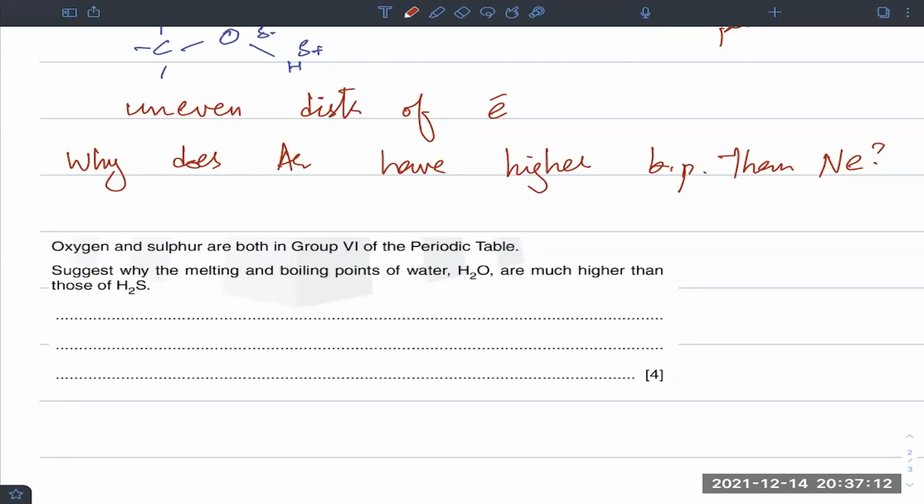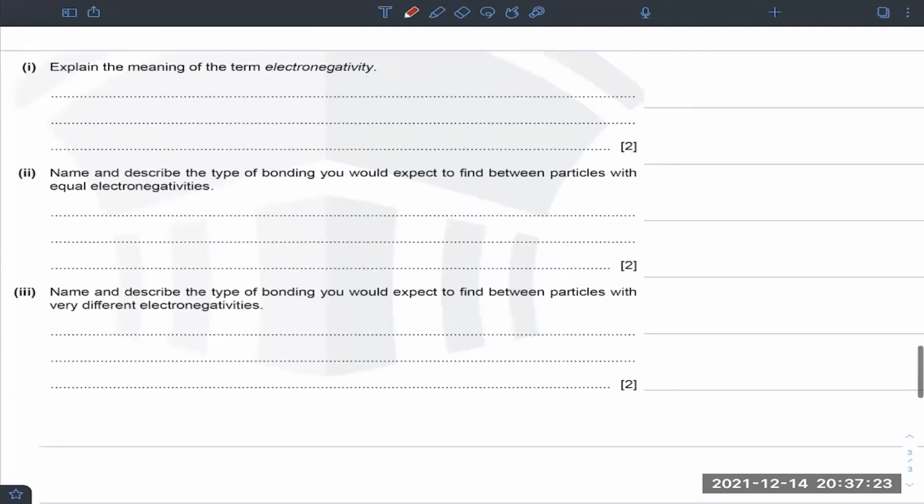Explain the meaning of the term electronegativity. Ability to gain or lose 1 mole of electrons. That's not electronegativity. Sir, is it the ability of an atom to pull the shared pair of electrons? Yes, it is.